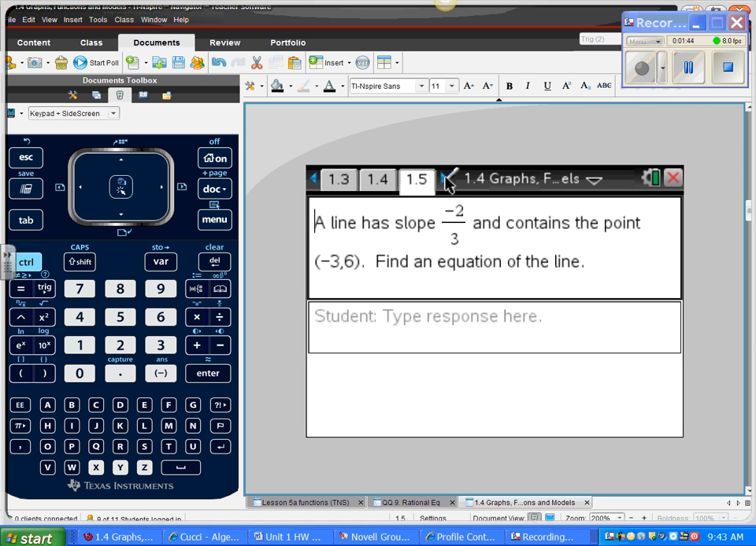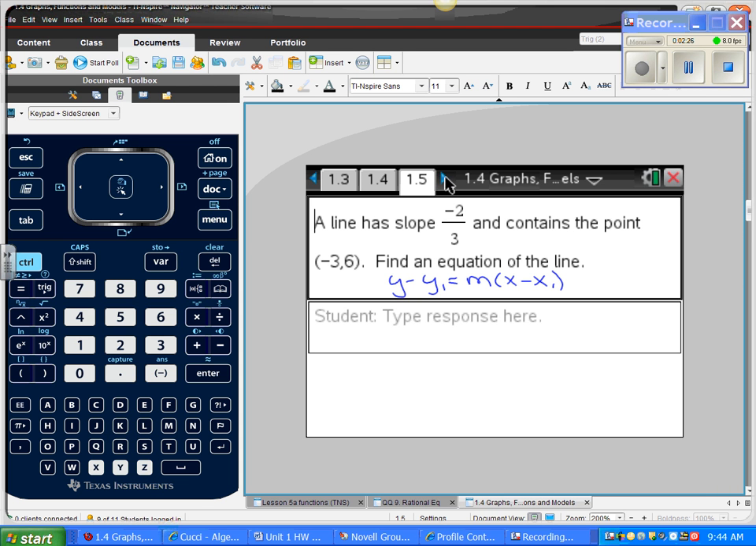A line has a slope of -2/3 and contains the point (-3, 6). Find the equation of the line. Now this one's a little bit different. We're not given the y-intercept, but we're given a point on the line, so we need to find it from there. We have an equation that hopefully you can remember, called point-slope form. What point-slope form does is it allows us to determine the equation of a line given a point and the slope. That equation is y minus y1 equals m times x minus x1. And that does need to be memorized, guys.